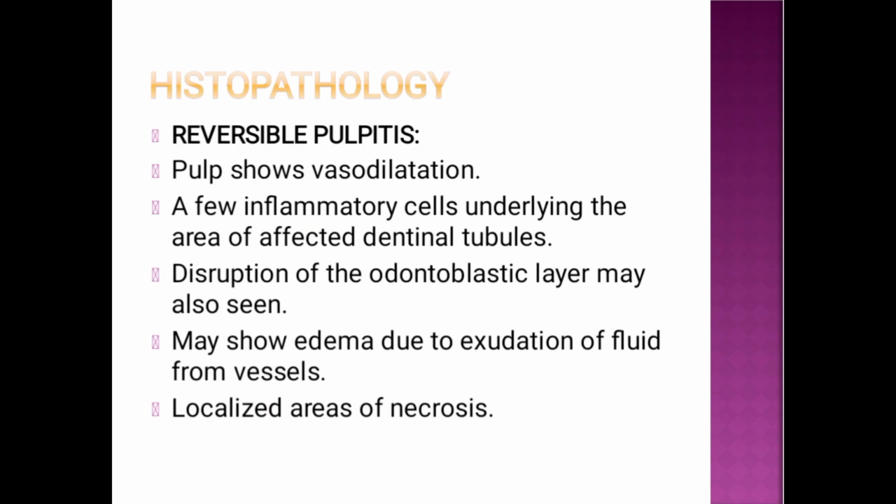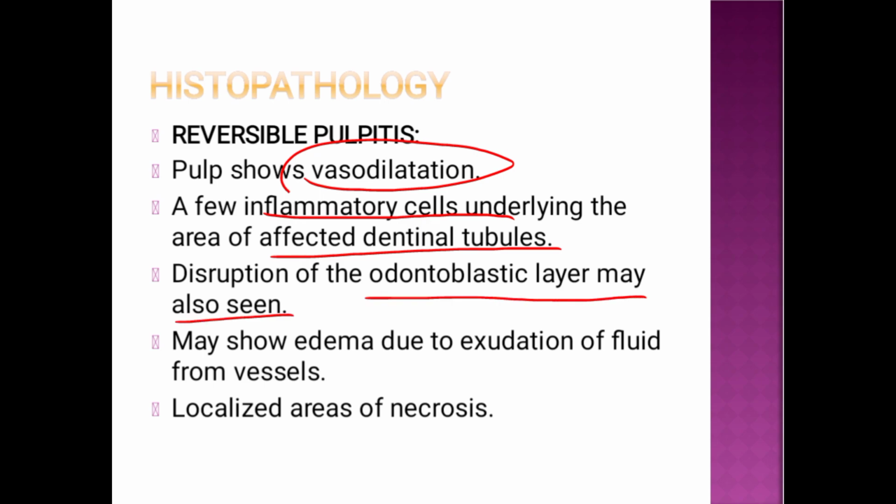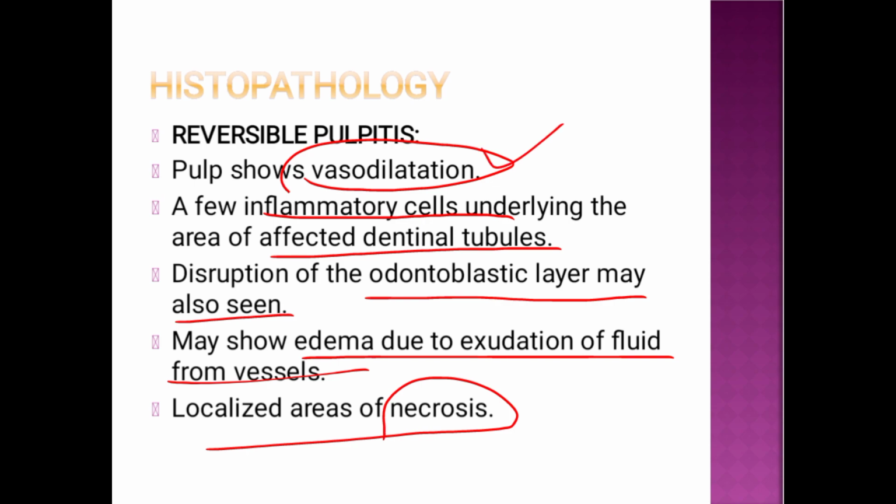Histopathology: it is very important that there will be vasodilation of the blood vessels. The blood vessels will be dilated, so there will be more blood flow. Inflammatory cells will be few, underlying the affected dentin tubules. The odontoblastic layer will be disrupted. It will show edema due to exudation of fluid, and localized necrosis may or may not be present. Very important: vasodilation, few inflammatory cells, disrupted odontoblastic layer, edema, and necrosis.